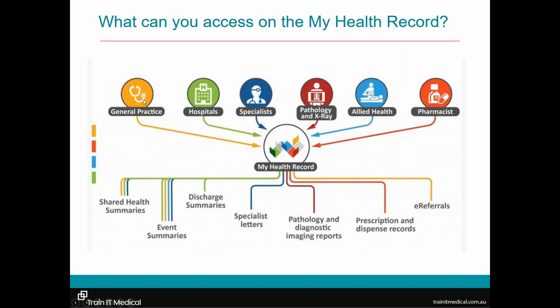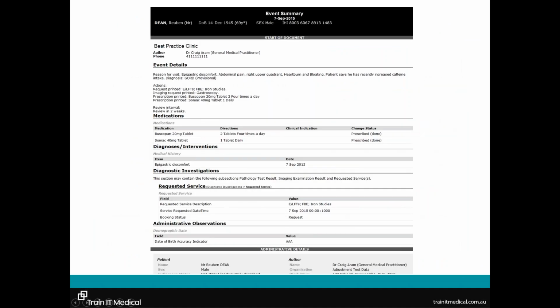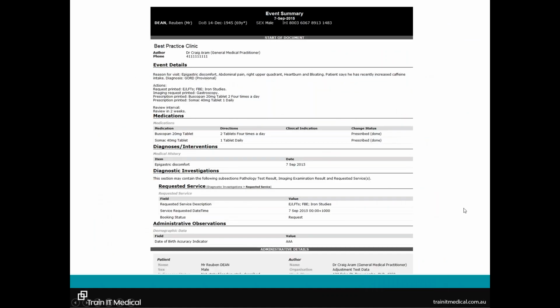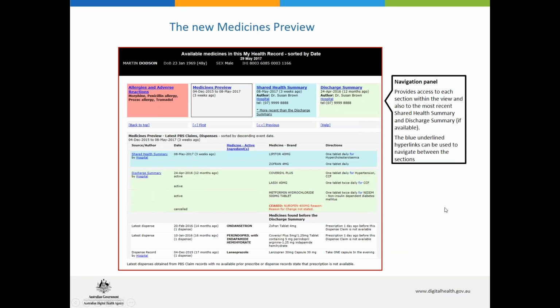So again, these are the documents that we will be talking about, including an event summary, which would be a common document for allied health to upload. The other things that you would be able to see include, I alluded to before, a new medicines preview.